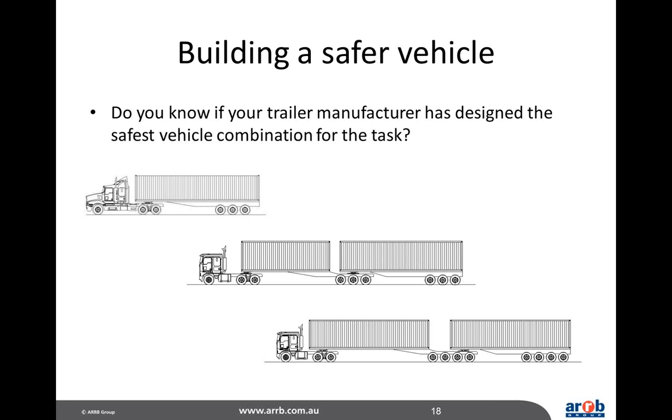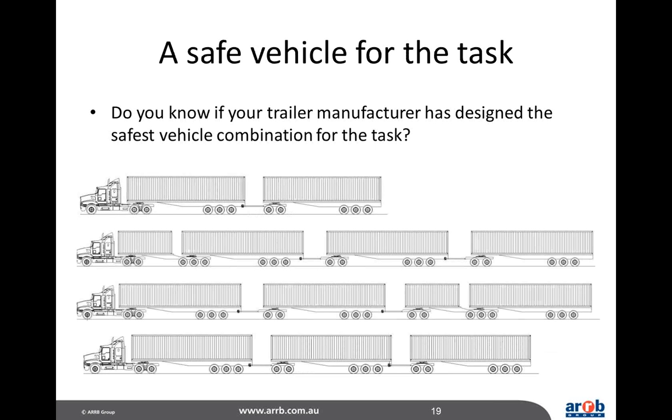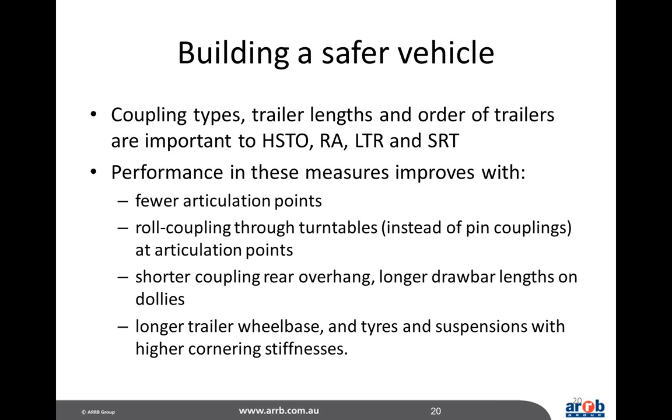Obviously, logistical constraints can dictate the design of some vehicles. For example, there will be certain types of load that simply will not fit on all types of vehicle combinations. But where possible, the safety performance of various designs does need to be considered when deciding on the type of vehicle for a particular task. The types of couplings that are used, the length of the trailers, the order of those trailers, those things are all important to the 4 key safety indicators that I was talking about earlier.